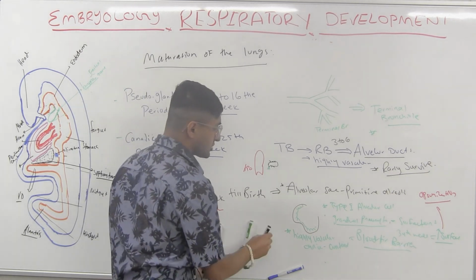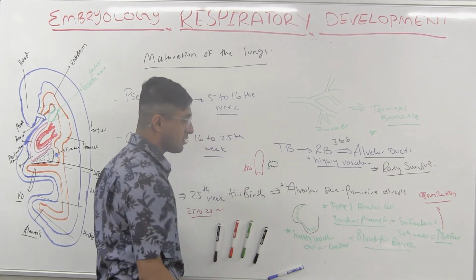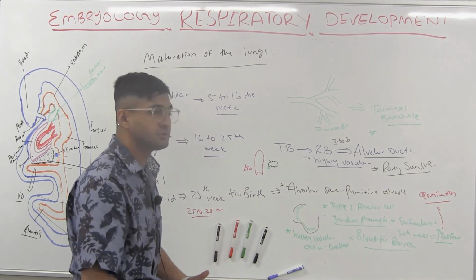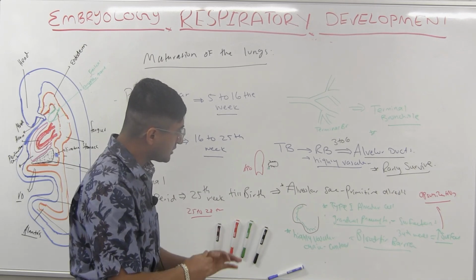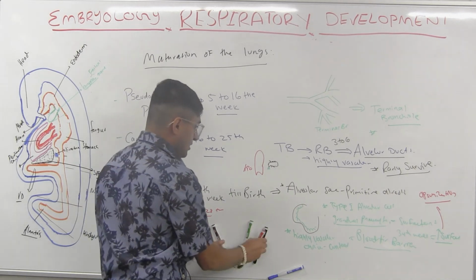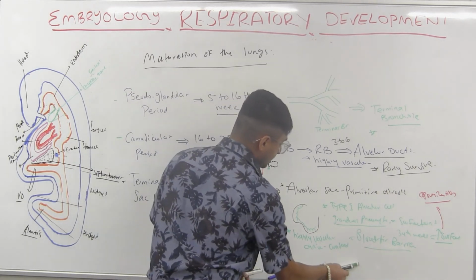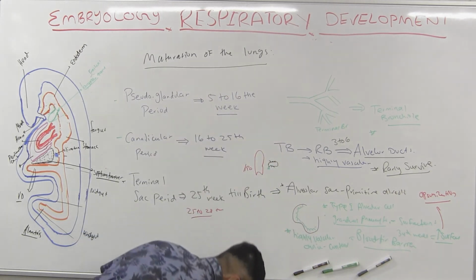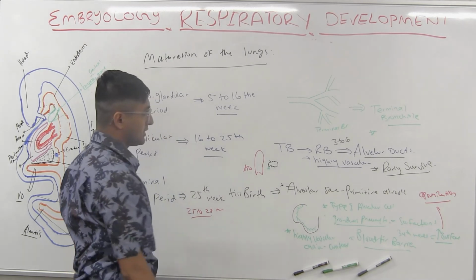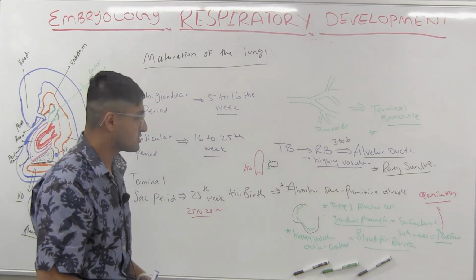And then obviously it reduces surface tension, which increases compliance, so it helps with gas exchange. This is really important because a lot of times doctors try to get the baby to the terminal sac period, so that maybe we can somehow save the baby.